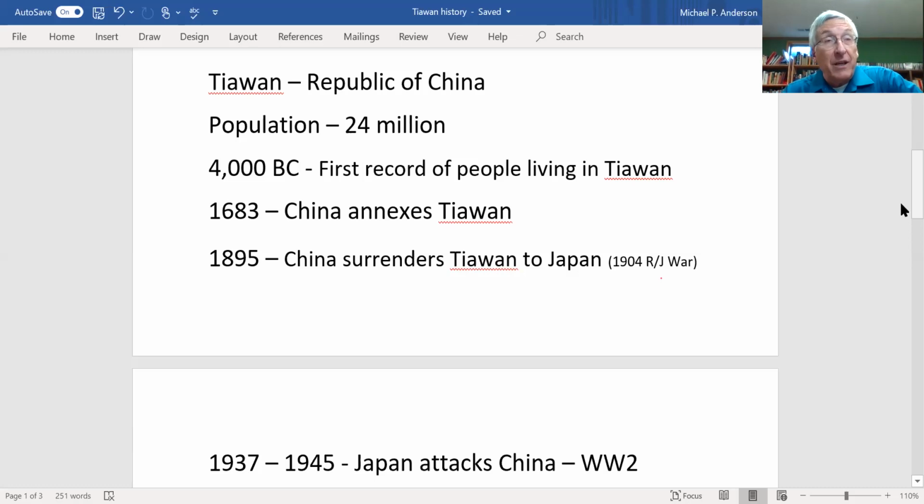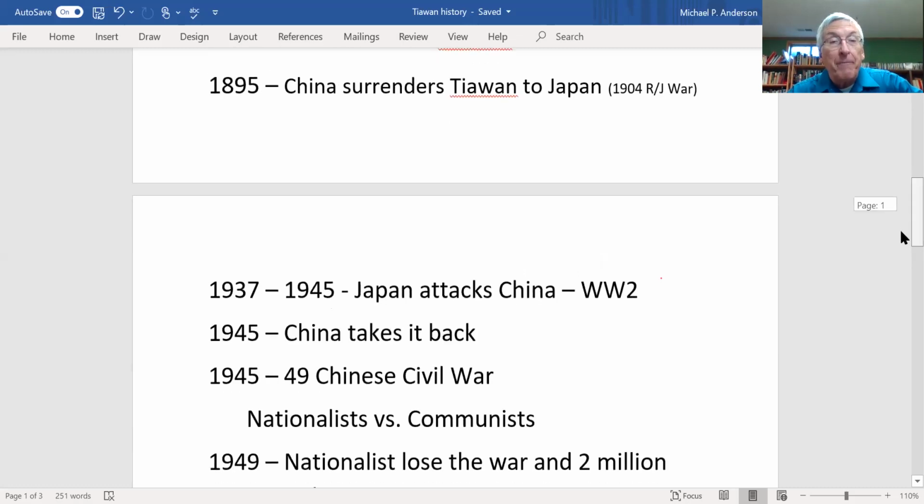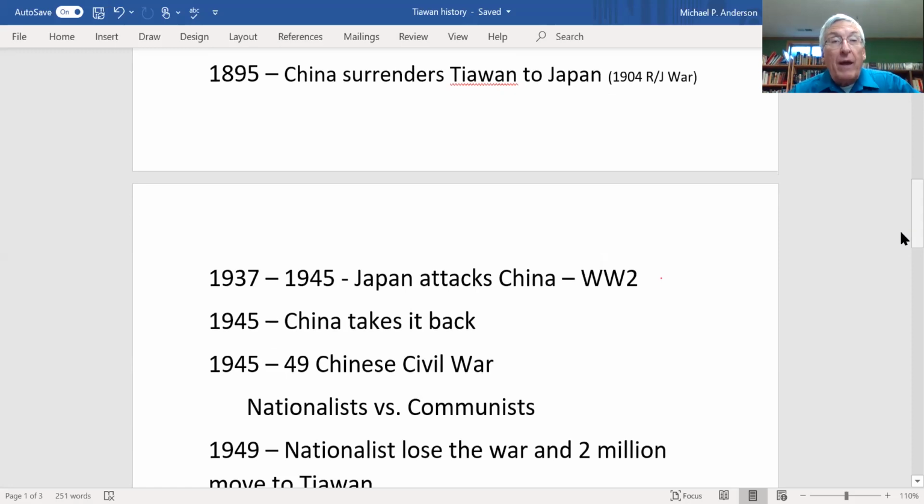Japan does some pretty amazing things, including in 1904, the Russo-Japanese War. They defeat one of the great European powers. They actually defeat Russia in a war, but more on that when we get to Japan. So that was 1895. China surrenders Taiwan to Japan. About 3 or 4 decades later, we see the start of World War II.